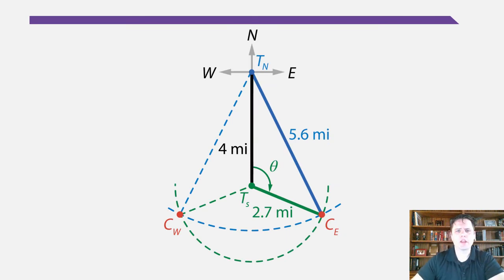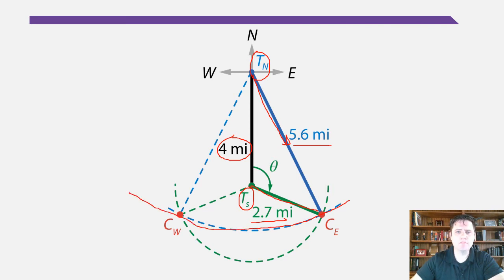So this is what we're talking about. We've got an emergency tower. We're calling it tower north, and then we have a tower south. And we're told that there's a 4-mile distance between the two of them. We're also told that the distress signal comes at a distance of 2.7 miles away from tower south and 5.6 miles away from tower north. And if you were to do these to scale, that's what they're showing here with these arcs.